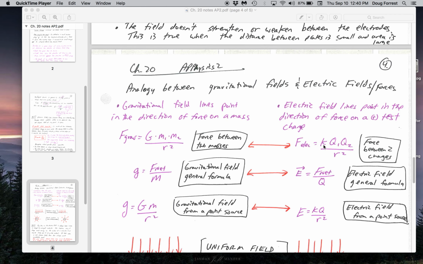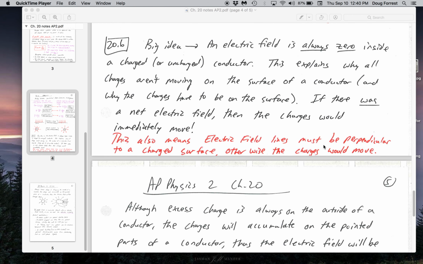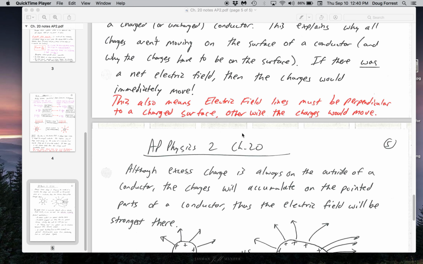Therefore, since the charges on an object in equilibrium are not moving, by definition, the field on the surface of a conductor is always perpendicular to the surface, and there is no field inside a conductor. And that's true whether the conductor is solid or hollow. So that's actually pretty important.